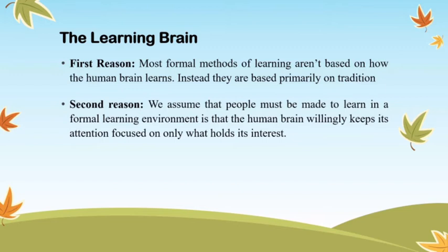The second reason we assume that people must be made to learn in a formal learning environment is that the human brain willingly keeps its attention focused on only what holds its interest. A person, no matter what the age, will always turn his attention to whatever is important to him, not to what someone else says is important. Again, importance has to do with a person's own needs and desires. So in formal classes and training, where the course content is often irrelevant or boring to the learner, the human brain must be convinced in some way that it needs to pay attention.